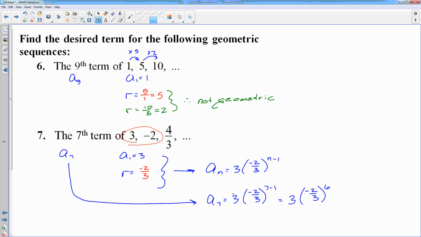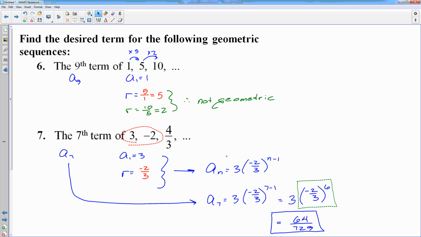Make sure when you punch this in, you follow your order of operations. Exponents must be done before multiplication, so make sure you do that first, and we will punch this in the calculator. And we get an answer of, let's see here, 64 over 729. The final answer is 64 over 729. So when you're punching these in, make sure you do follow your order of operations. Do the exponent first and then multiply by 3. Or just throw it all into the calculator at the same time.